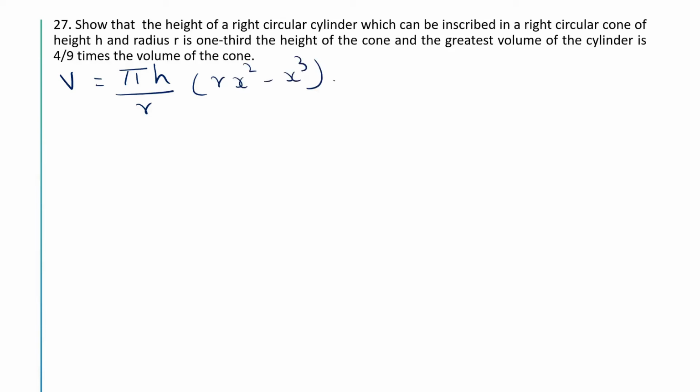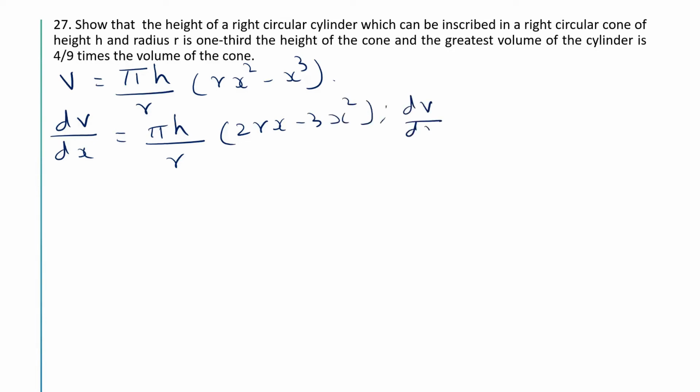Now the steps are similar. We have to find the critical points. So dV by dx is pi H by R into 2Rx minus 3x square. At the critical points dV by dx equals 0. So from this we have x into 2R minus 3x equals 0. We have either x is equal to 0 or x is equal to 2R by 3. We cannot have x equal to 0. Therefore, x is equal to 2R by 3.